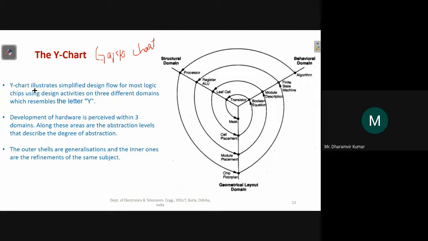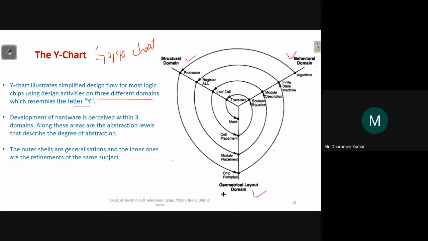So this Y chart illustrates the simplified design flow for most logic chips using design activities in three different domains, which resembles the letter Y. And what are these different domains? The domains are the structural domain, the behavioral domain, and the geometrical domain. The structural domain will certainly tell us about the structure. What is the structure of anything? It means what kind of components it is actually consisting of, and what is the structure of those components.